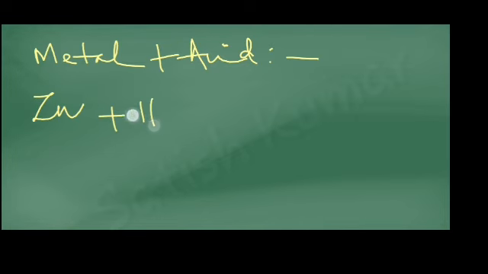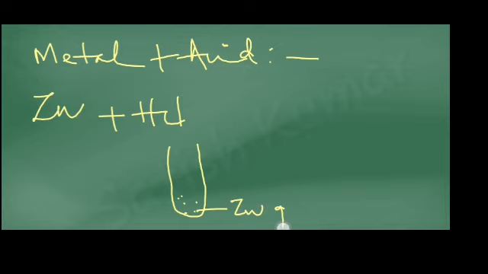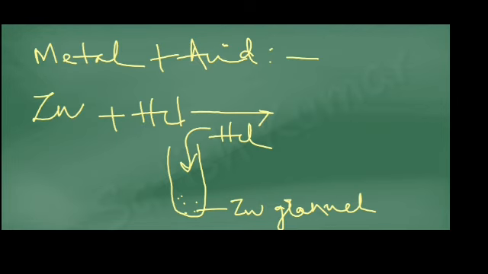Metal reaction with the acid. For this I am going to consider zinc and HCl. Take a test tube and keep some zinc granules. Put small zinc pieces in it and add a sufficient amount of HCl. So what will happen? Zn plus HCl, after adding HCl, you observe some fumes here.